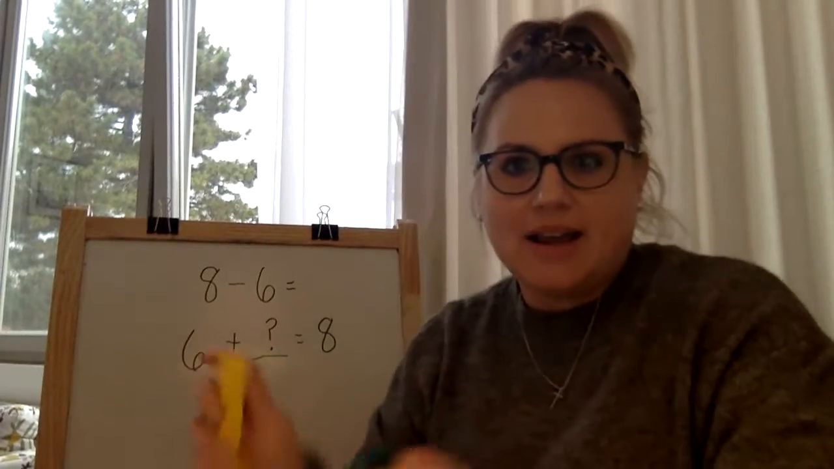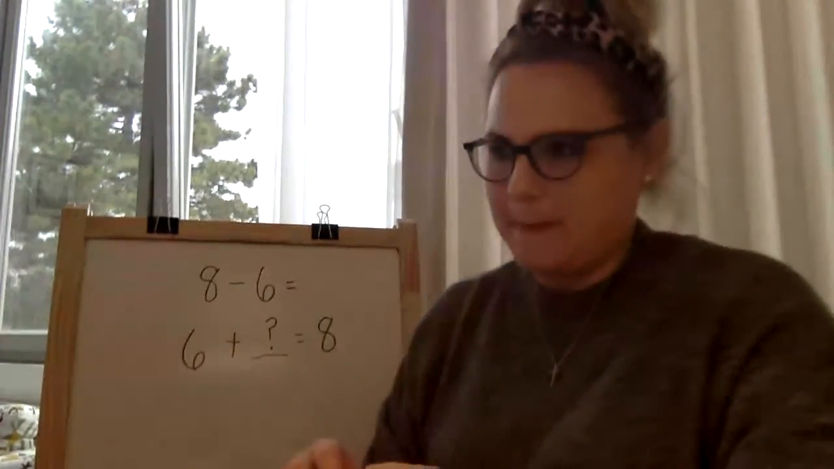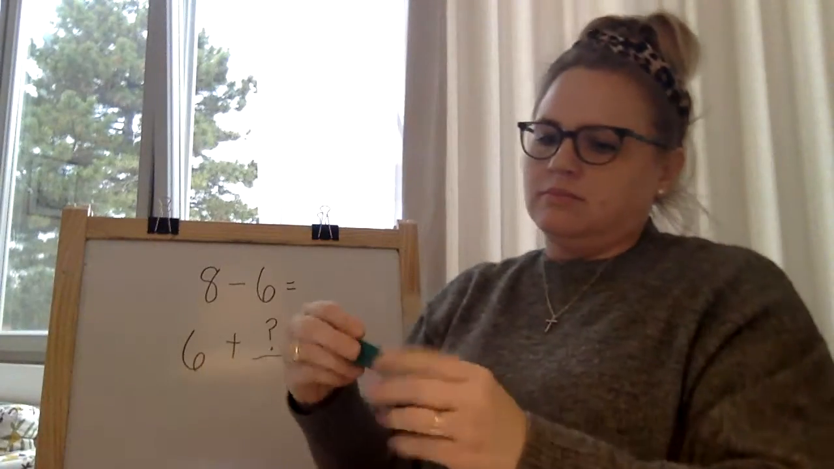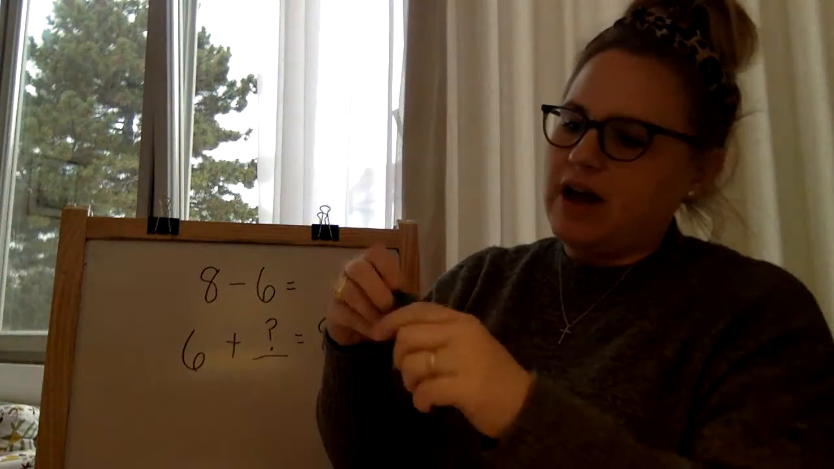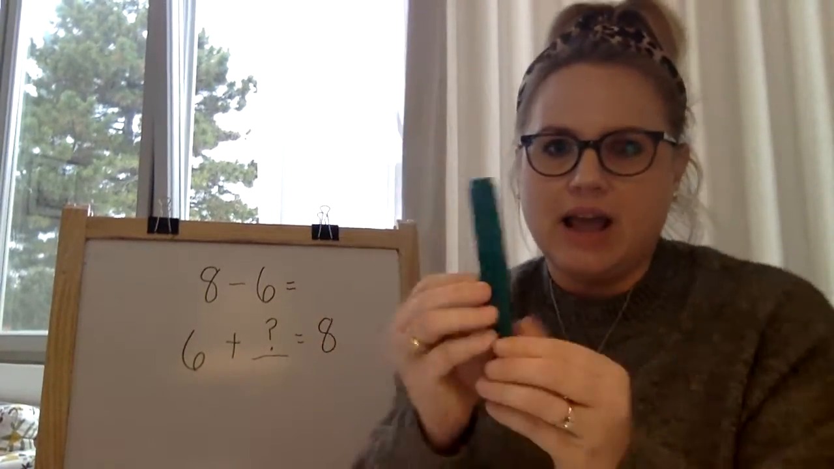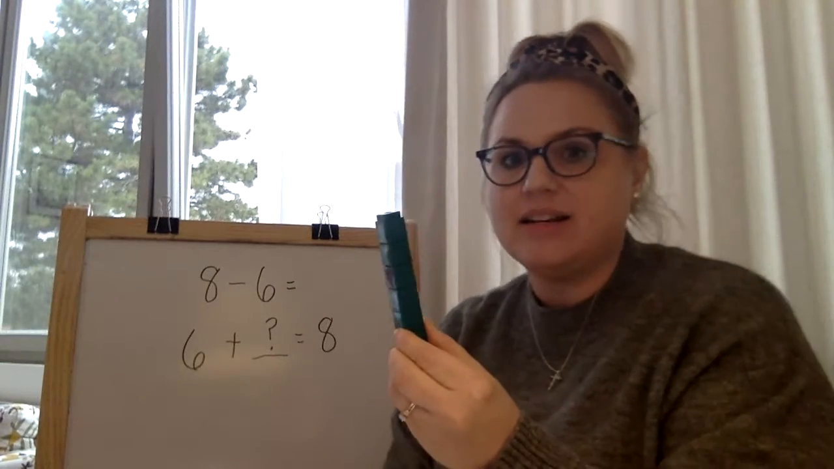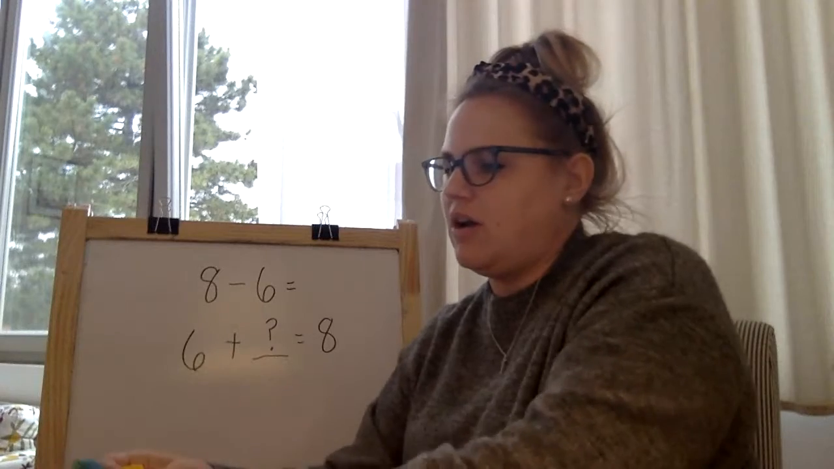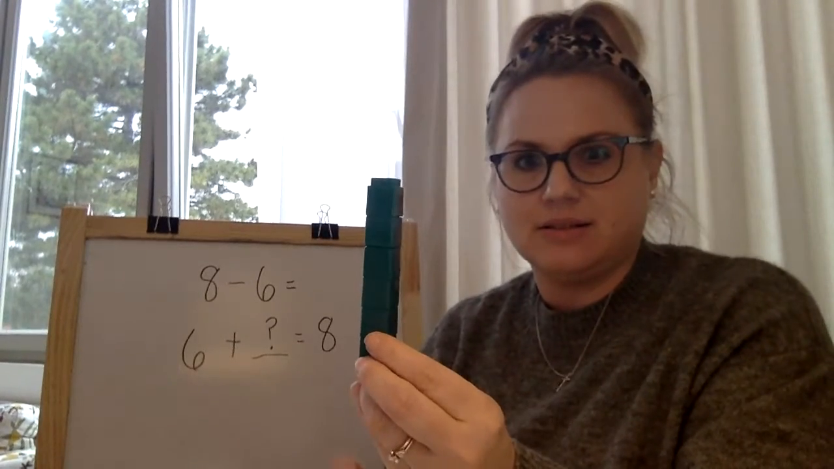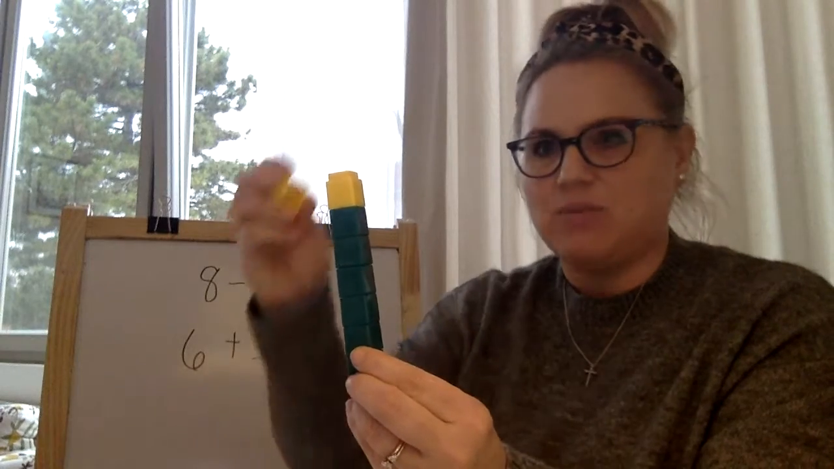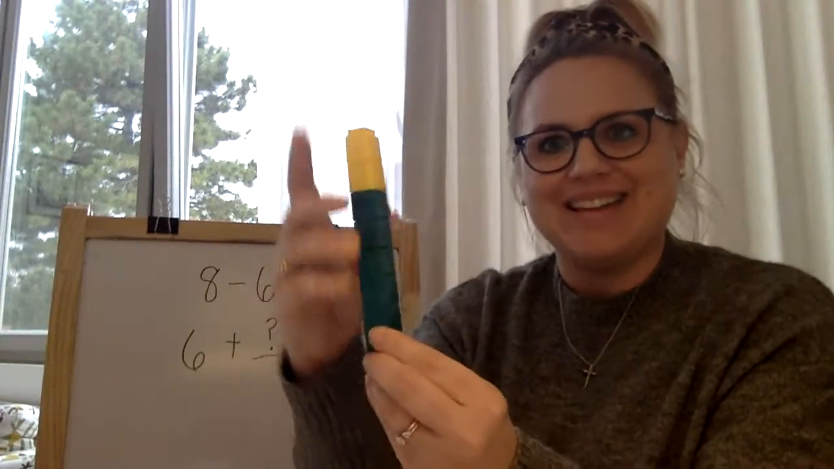So I'm going to use my Unifix cubes again. This time I'm going to start with 6. 1, 2, 3, 4, 5, 6. Okay? And then I'm going to keep adding on in a different color until I get to 8. All right, I already have 6. Put one more on, that's 7. And one more, that's 8.